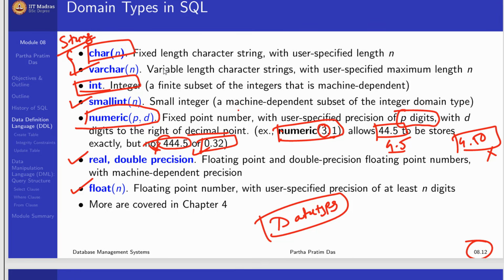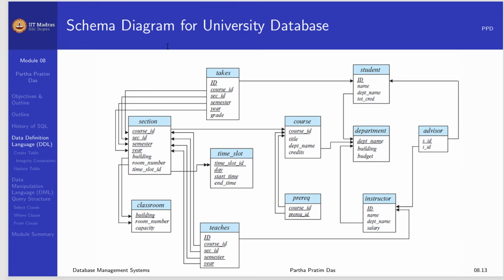Okay. Now this is about the data types here. Now here you can see a schema diagram for the university database. So in the entire week 2 and week 3, when we are going to discuss the SQL part, we are going to deal with the university database. And we already shared the data set with you. You can simply load this data set into your pgAdmin. So if you have not done that, please do it.